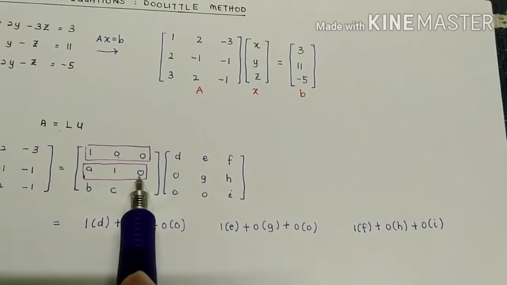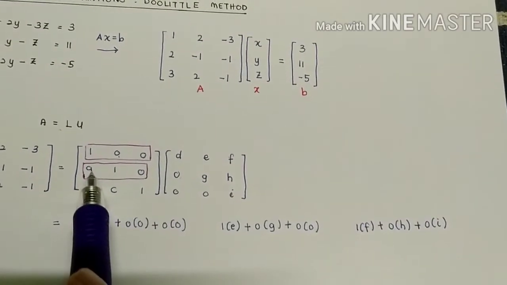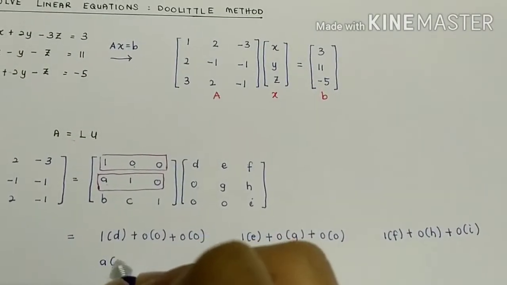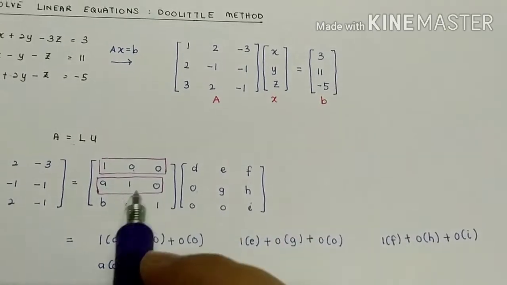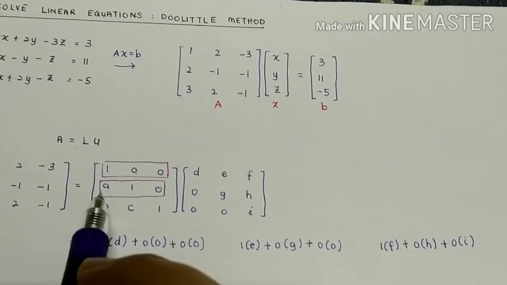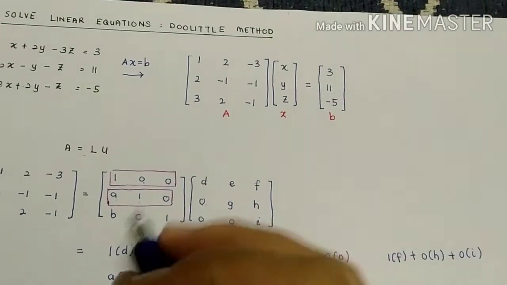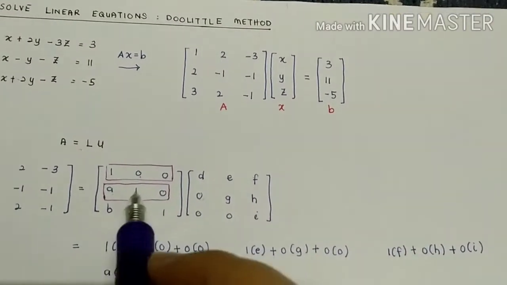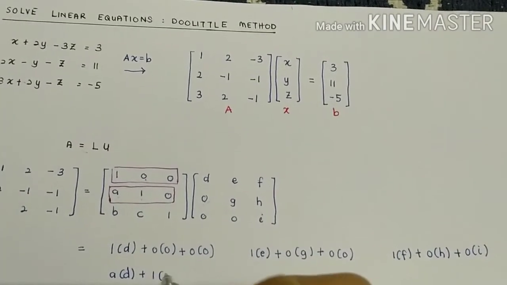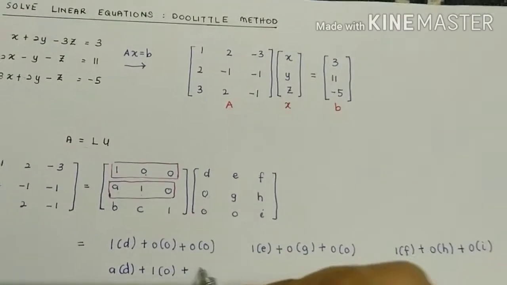We multiply with the first column of U. So we have A times D. Sorry, just now it is A times D. AD, and then plus 1 times 0, and plus 0 times 0.